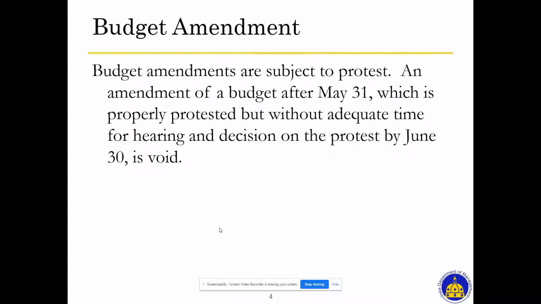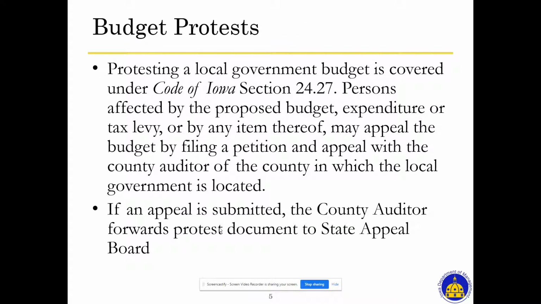While budget amendments technically don't have a particular deadline during the fiscal year, keep in mind that an amendment of a budget after May 31st, which is then properly protested, but there's not adequate time for the State Appeal Board to hold a local hearing and decision on that protest before the end of the fiscal year, then that makes the amendment void. So certainly you can amend anytime during the fiscal year, but keep in mind that if you do amend it after May 31st, there's probably not going to be time to address a protest if a protest would happen on that budget amendment.